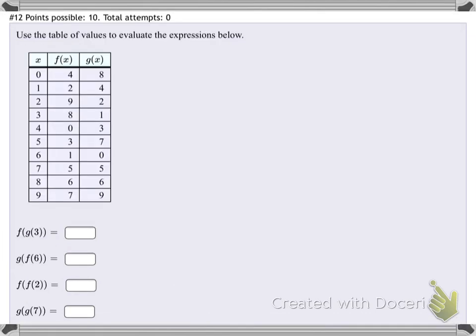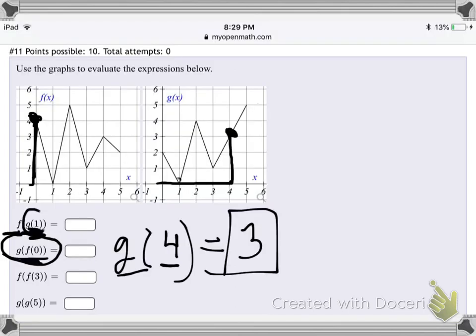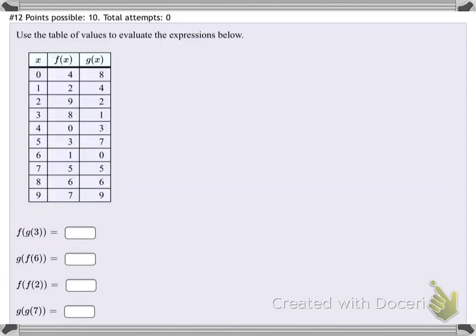All right. Okay, number 12. A very similar idea. We're just looking up inputs of these composition of functions. But this time we're using a chart, that's all. And so we'll just remember, here's the x rows, the inputs, and then this would be the output for the function f, and this would be outputs for function g.